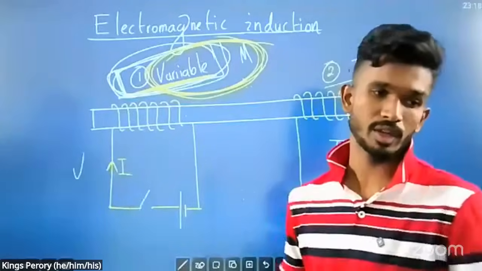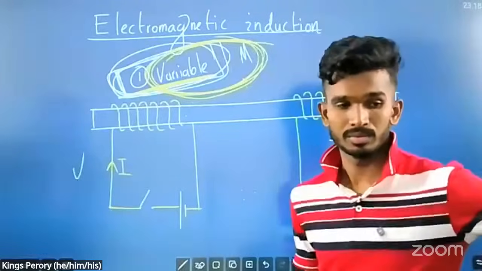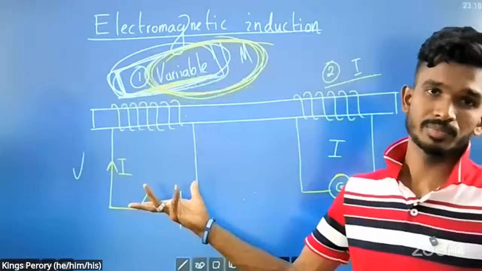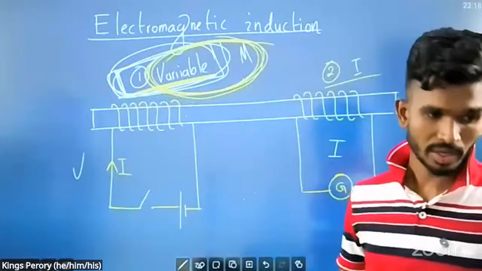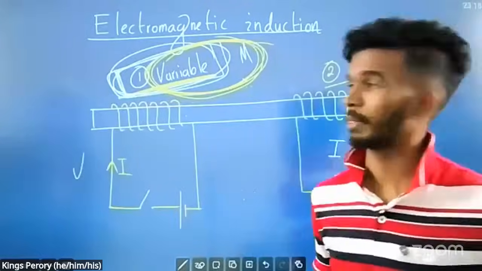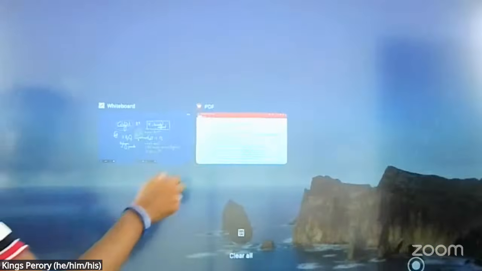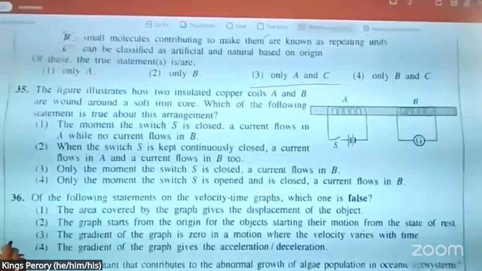Tell me, is there any other way of producing variable current? No. So either you connect an AC source and create a variable current, or you connect a battery, switch it on, switch it off several times. That's the only way. Then only current will be induced on the other side. Now go to the question.